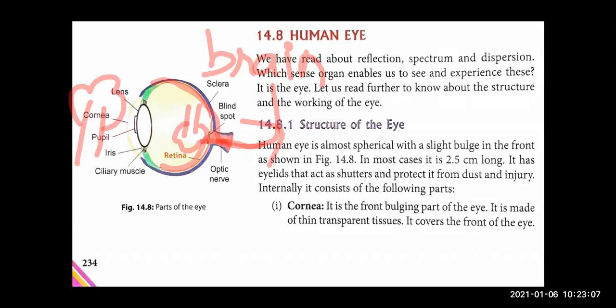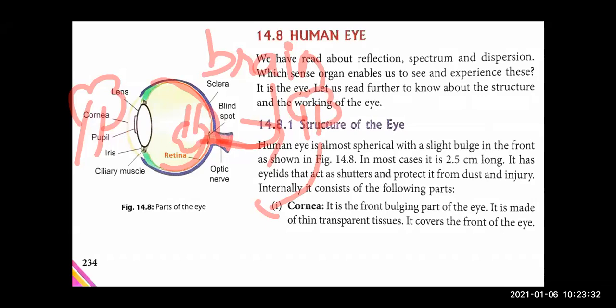Then the brain interprets it. Then the brain says, oh no, this is inverted. This has to be erect. Then what does the brain do? The brain makes it erect and then it sends it back. Right? And then this is the way how we sense the actual object.